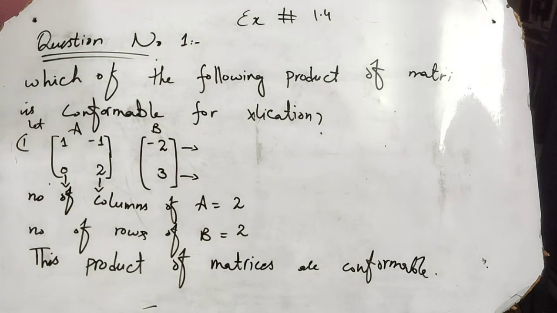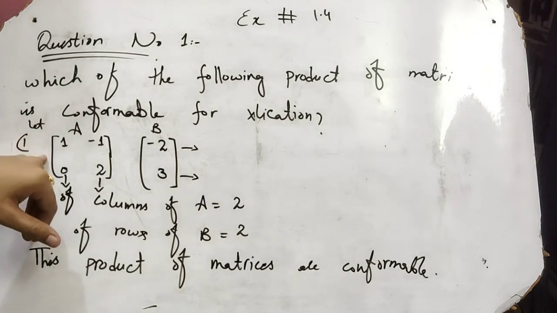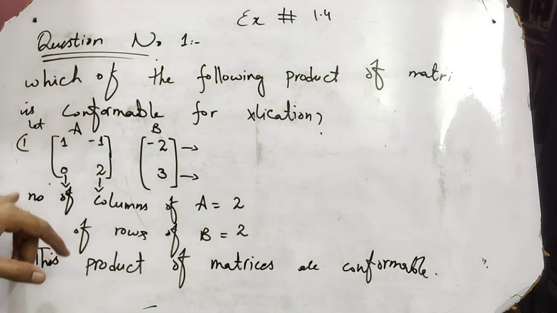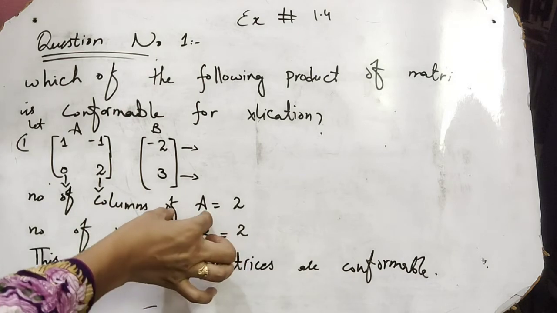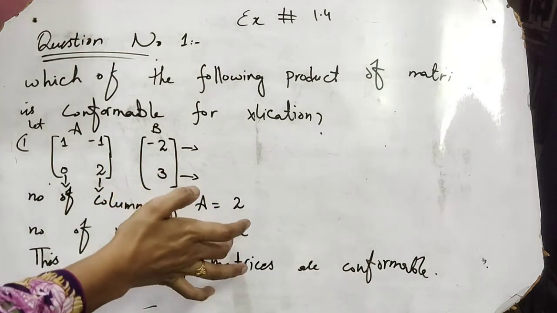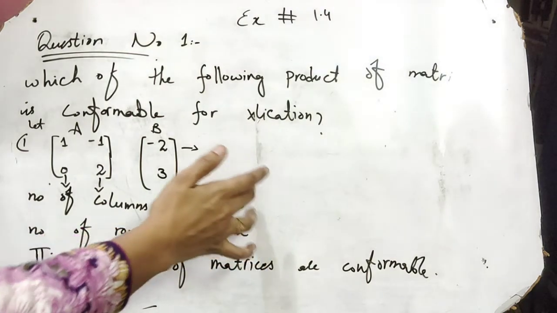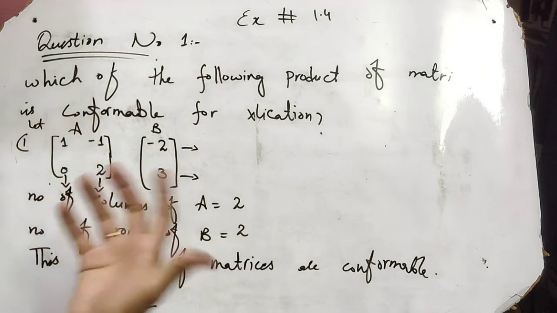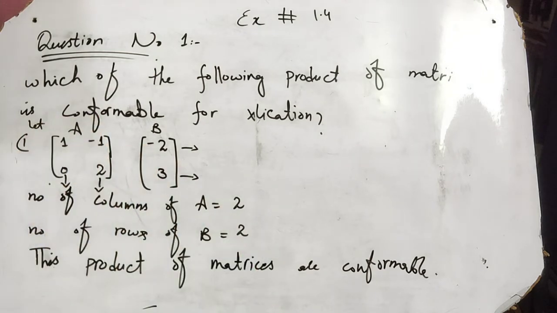Okay, first of all let this be A and this be B. First we count the number of columns of matrix A and then the number of rows of matrix B. So both are equal, and both are equal to 2. So we can say that these matrices are conformable for the multiplication.